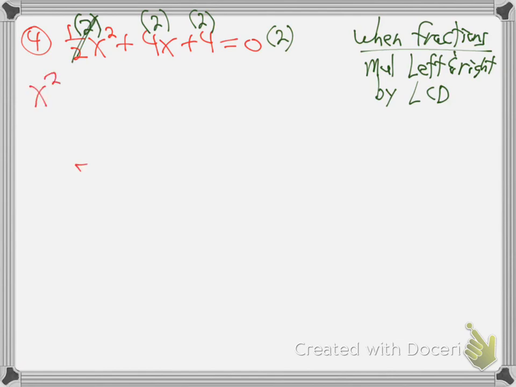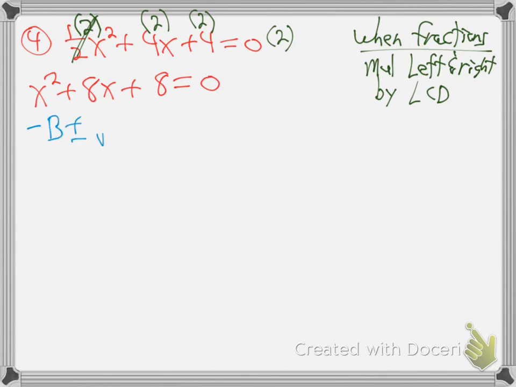We get x squared plus 8x plus 8 equals 0. Okay, so we got rid of the fractions. Now we just do the normal business. What's the normal business? Quadratic formula. Because we have a 0. So do the quadratic formula.